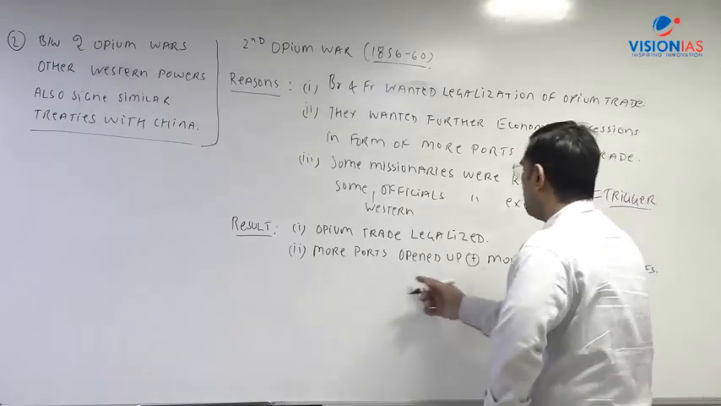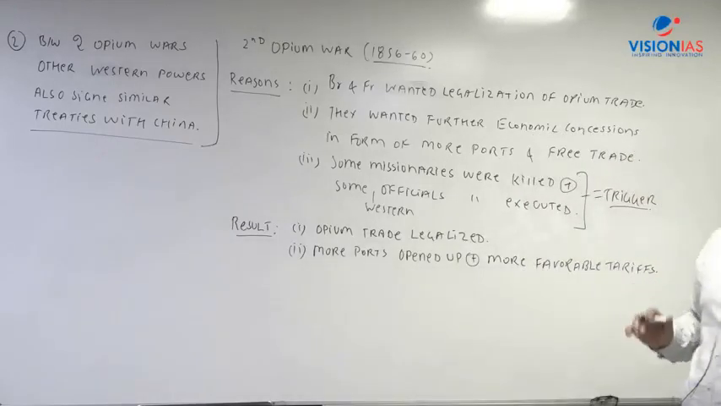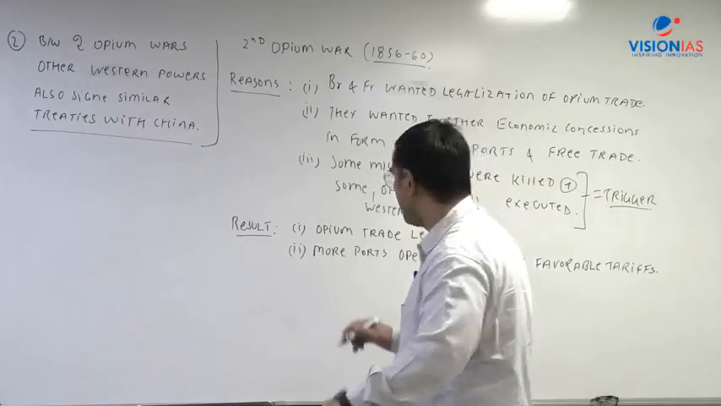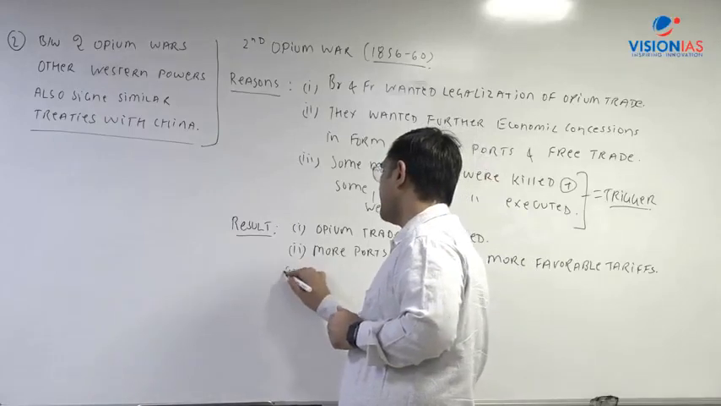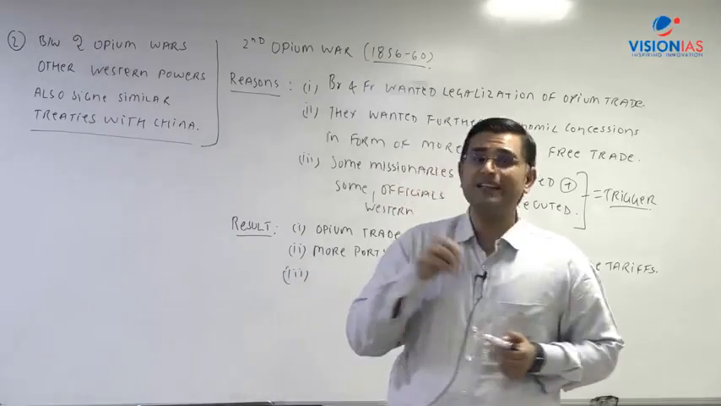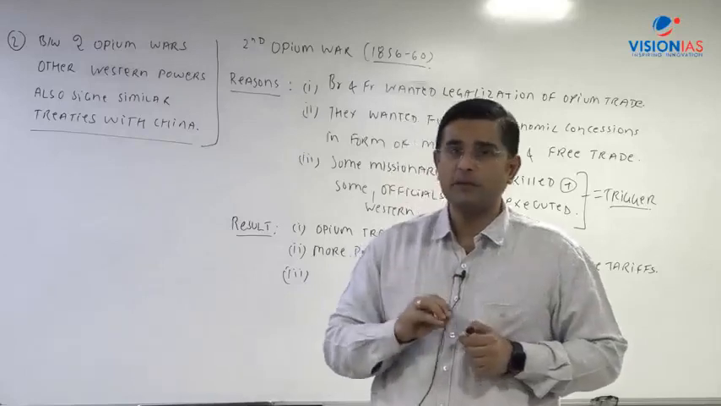Right? So therefore, more ports are opened up, plus more favorable tariffs. So this is how they are economically benefiting. Third component that we see is that now China will be opened up internally. In the first Opium War, they opened up China externally.